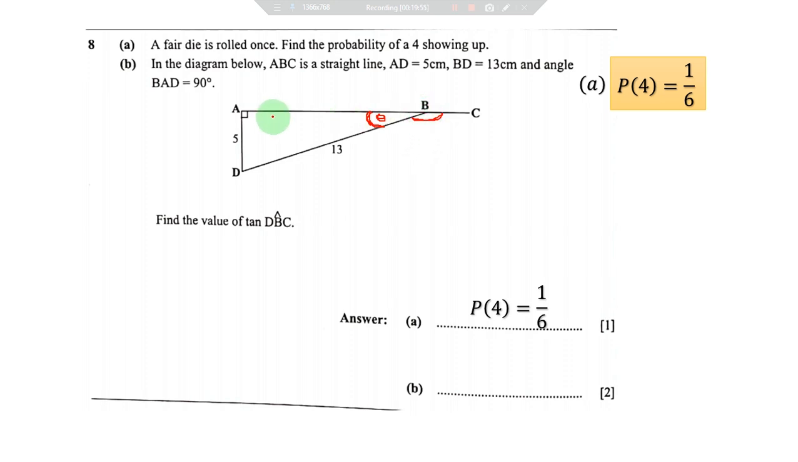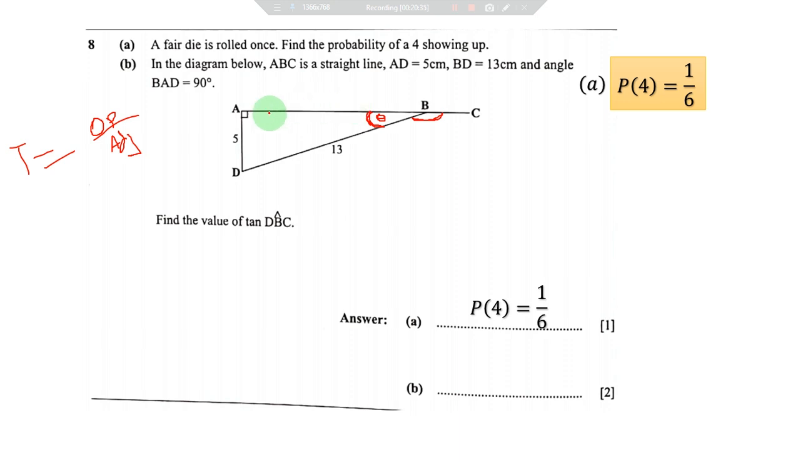First of all, tan is equal to what? Tan is equal to opposite over adjacent. If you look at the angle B here, which is inside, the opposite is 5, which is AD, but for the adjacent, AB, we don't have any value. So our first step is to calculate AB first of all, using Pythagoras.